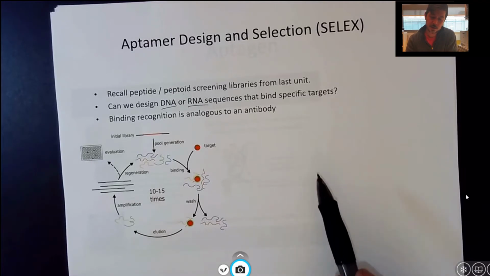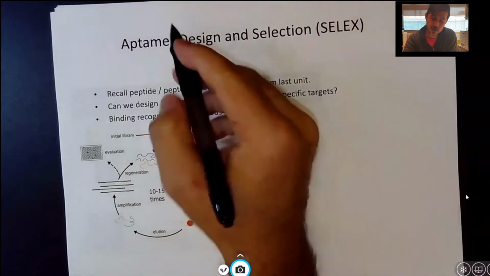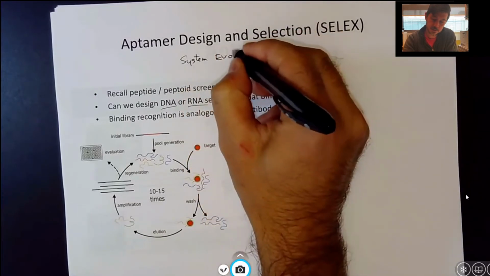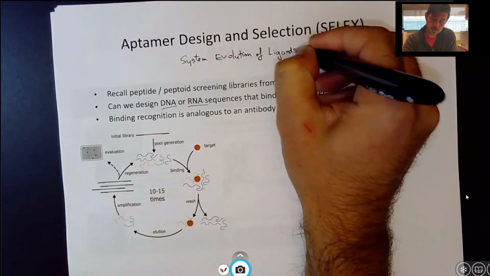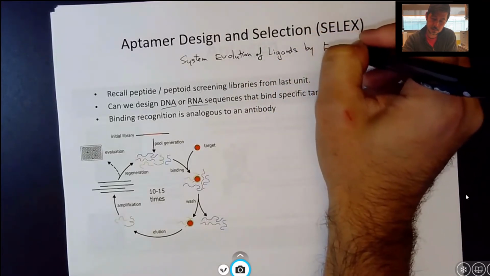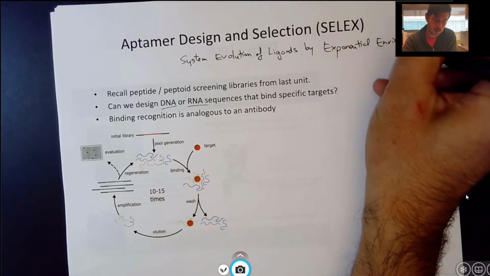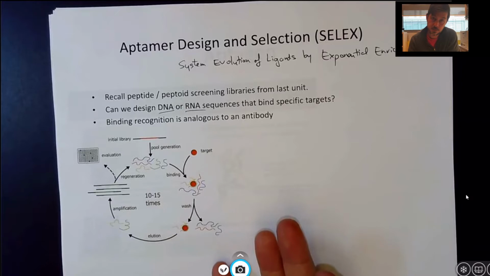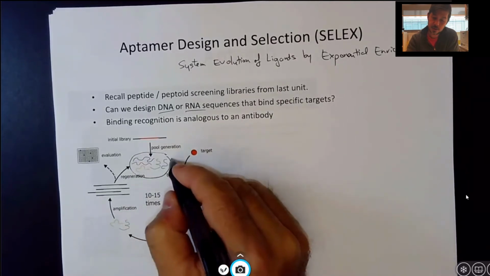This is actually a technique called SELEX, and it stands for the systematic evolution of ligands by exponential enrichment. And the way that's going to work is similar to peptoid libraries or peptide libraries, where you'd have a large number of different compounds. And so the same application is going to apply for nucleic acids.